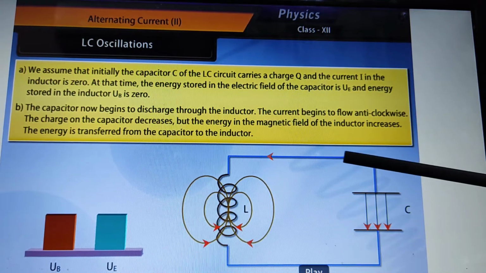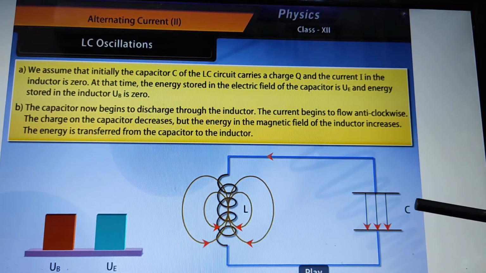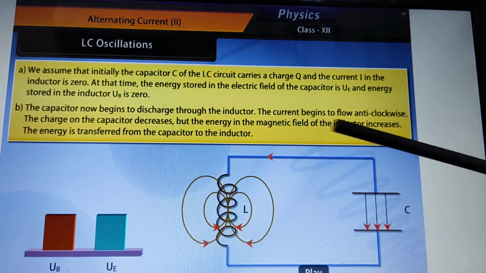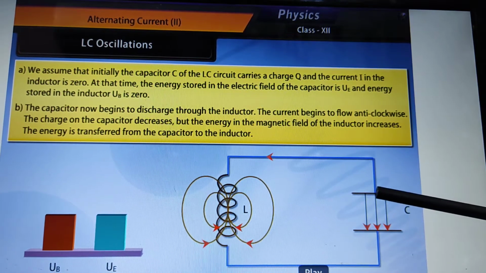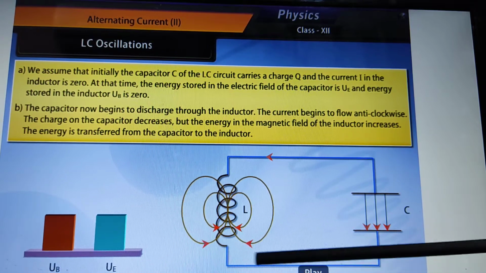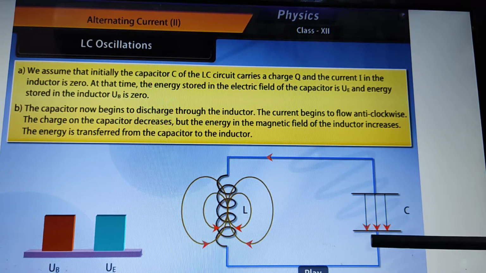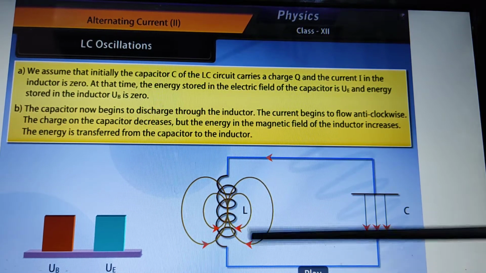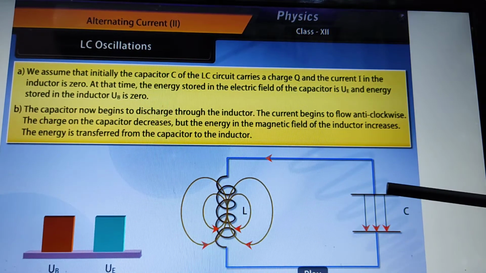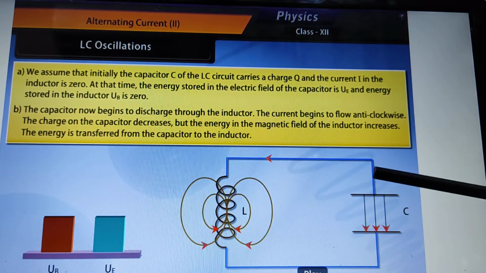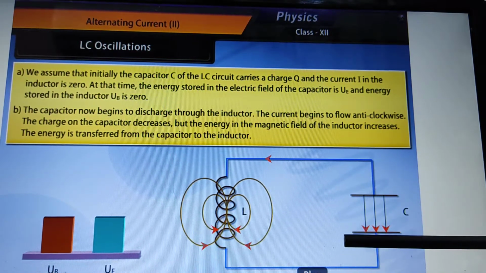As the current begins to flow anti-clockwise, the charge on the capacitor decreases, but the energy in the magnetic field of the inductor increases. Since the charge is moving from here and the current is moving in this direction, the charge moves from the negative plate towards the positive plate to neutralize the positive charge here. So at that time the charge on the capacitor is going to decrease.